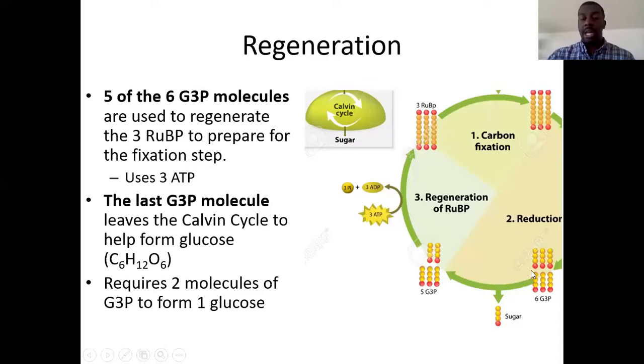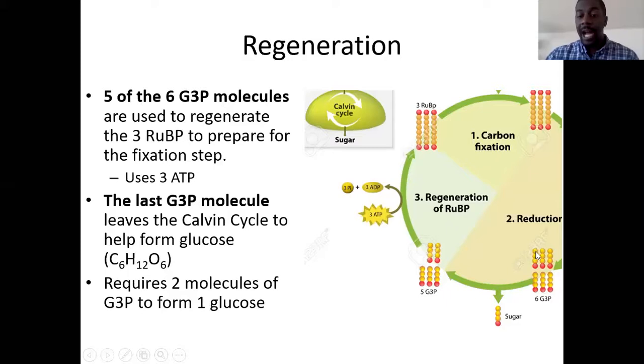Okay. So what's going to be happening here is 5 of the 6 G3P molecules are going to be used to regenerate RuBP from the beginning. So again, RuBP, 5 carbon molecules, 1, 2, 3, 4, 5. In order to regenerate, you're going to need a total of 15 carbons. Okay, 5 for one, 5 for another one, and 5 for the third RuBP. So we need a total of 15 carbons.